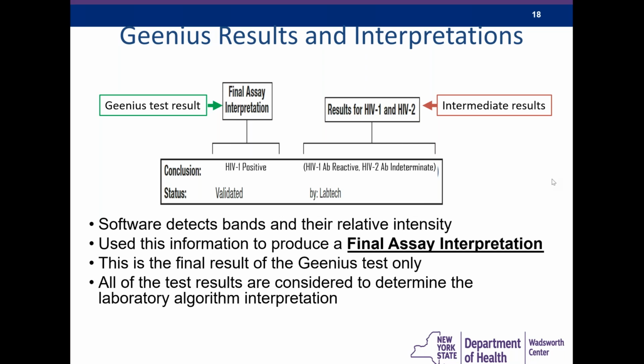And so that's shown on this diagram on the left. And that is really the Geenius test result, is that final assay interpretation. The individual HIV-1 and HIV-2 results are really considered intermediates along the way. And so in this example, you can see that the HIV-1 result was reactive for antibodies, and the HIV-2 result was indeterminate for HIV-2 antibodies, but the overall final assay interpretation was HIV-1 positive.